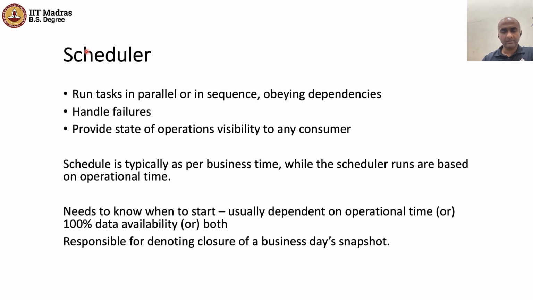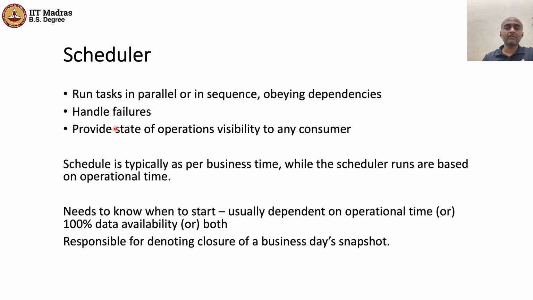And the scheduler is actually a very important piece of software. What does it do? It figures out which tasks can be run in parallel and which tasks should be run in sequence, obeying dependencies. It handles failures automatically, whichever it can. Obviously, it can't handle functional failures. It can't handle failures at the semantic layer or data type mismatches or things like that. But it can handle failures of machines failing, tasks failing. So you can program it to say, let me rerun the job, as an example.